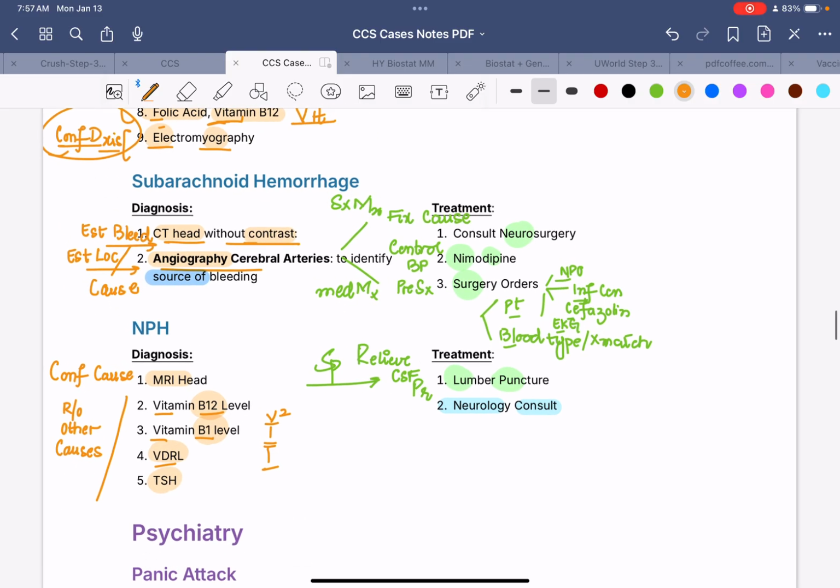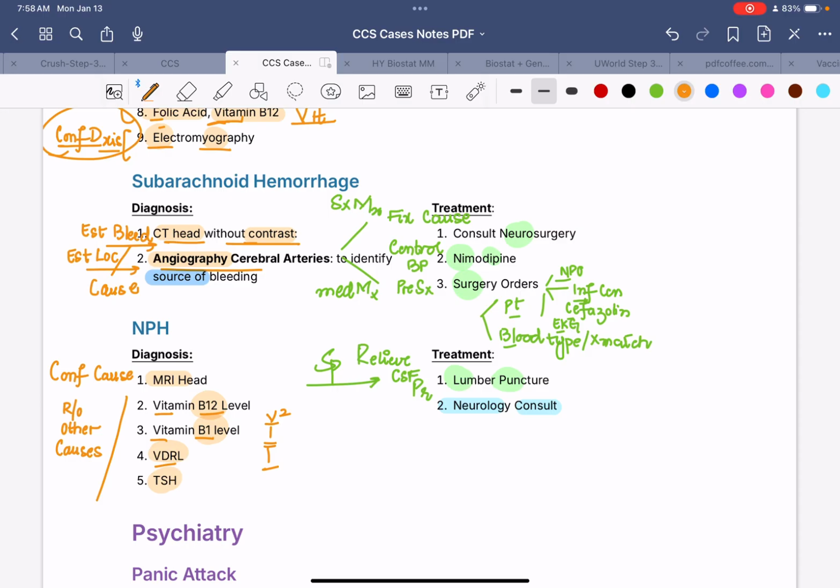Next off, we have subarachnoid hemorrhage. So the goals of diagnosis are again to establish that it is really a bleed, and after that to establish the location of the bleed if you want to, of course, fix that bleed and close that bleed, right? So for establishing the bleed, do a CT scan of the head without contrast. Of course, if you put in the contrast, you will not be able to see the bleed, right? So CT scan without contrast, followed by establishing the location with angiography of the cerebral arteries to identify the cause or the source of the bleed.